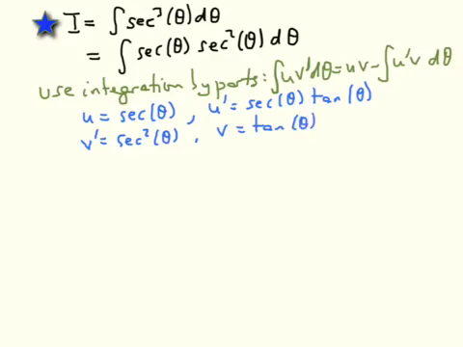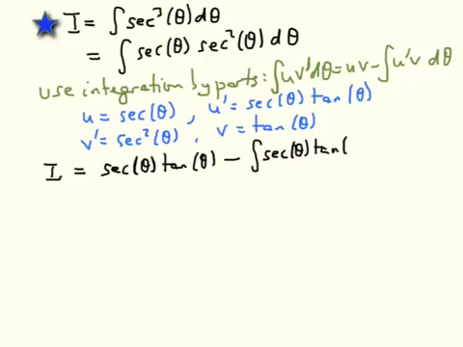So the integration by parts formula, written here, tells us that we can rewrite this integral here, which I'm calling I, as u times v, so that is sec theta multiplied by tan theta, minus the integral of u prime, which is sec theta tan theta, multiplied by v, but v is just tan theta, and so instead of writing another factor of tan theta here, I'm just going to say that that means tan theta times tan theta, so we have tan squared theta integrated with respect to theta.